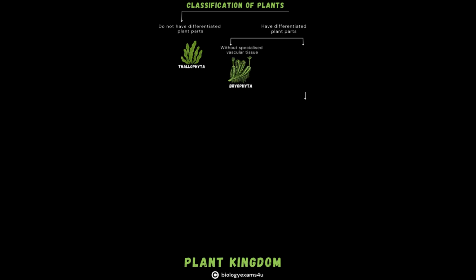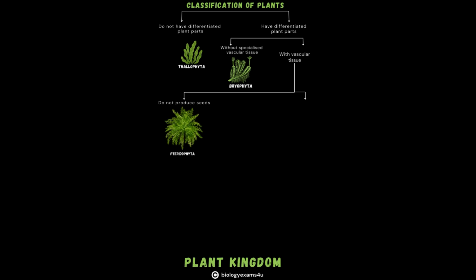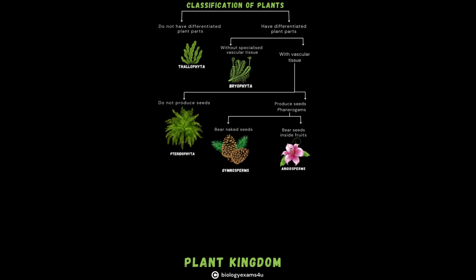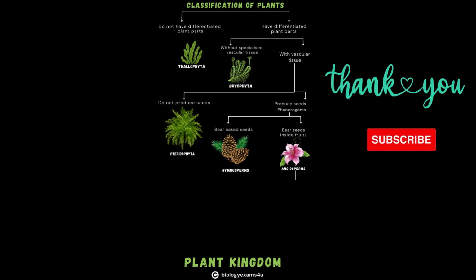Plants that are undifferentiated form the algae or thallophytes. Differentiated plants without specialized vascular tissue form the bryophytes, with a dominant gametophytic phase. Those with vascular tissue that do not produce seeds form the pteridophytes, which are vascular plants that do not produce seeds, whereas those that produce seeds form the phanerogams. Those that form naked seeds form the gymnosperms with a dominant sporophyte, whereas those that bear seeds and fruits form the angiosperms with a dominant sporophytic phase.